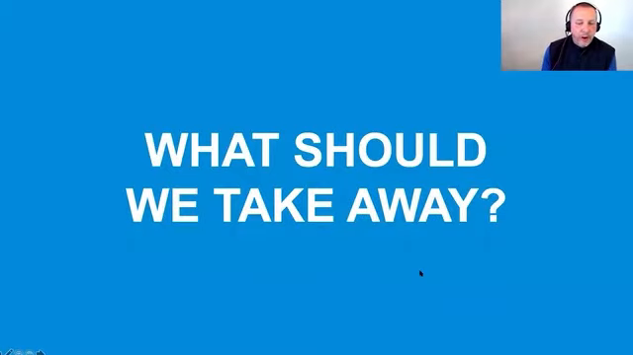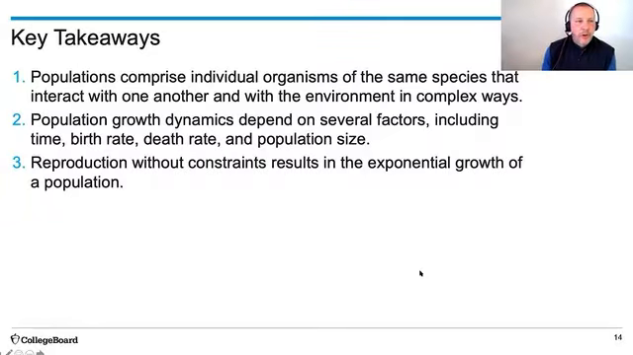So what should you take away from today's lesson? First, populations comprise individual organisms of the same species that interact with one another and with the environment in complex ways. Population growth dynamics depend on several factors, including time, birth rate, death rate, and population size. And then finally, reproduction without constraints results in the exponential growth of a population.